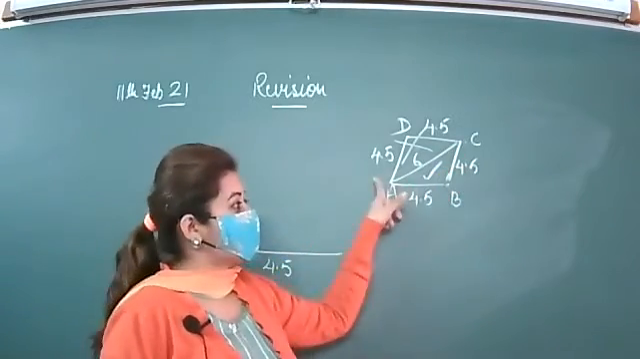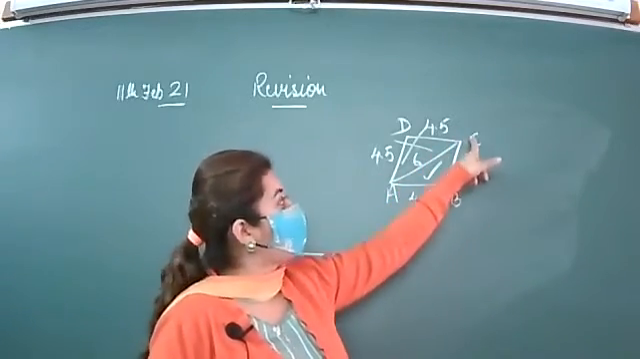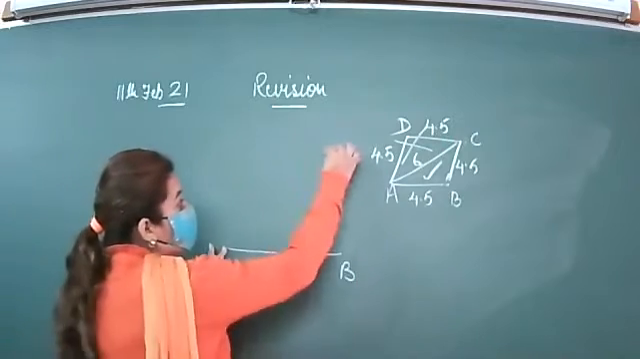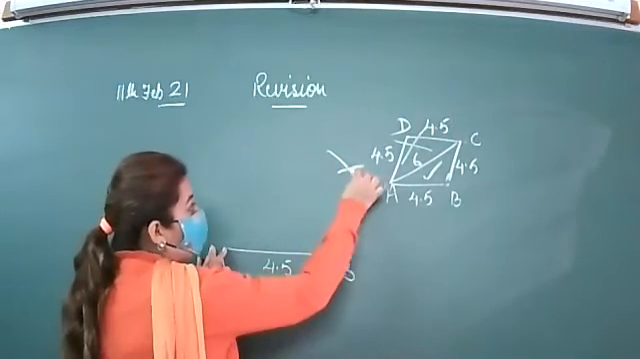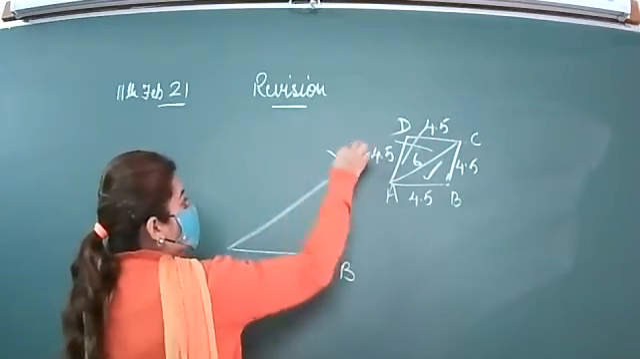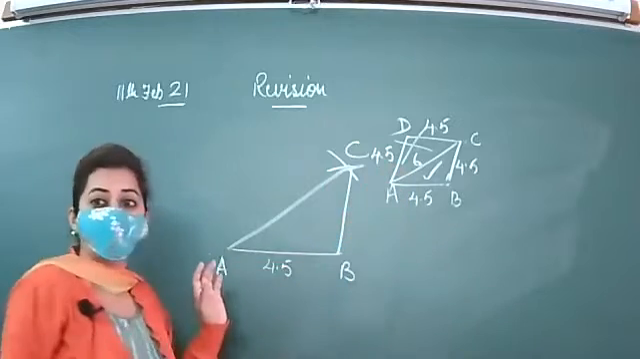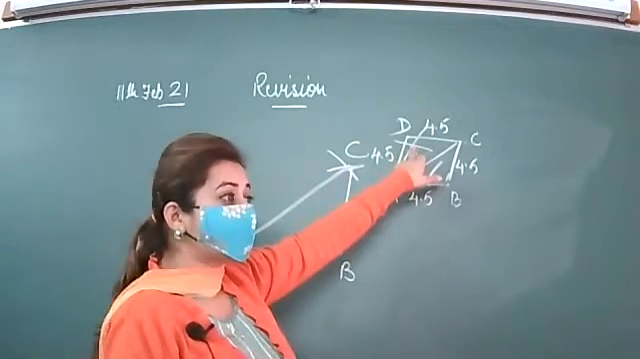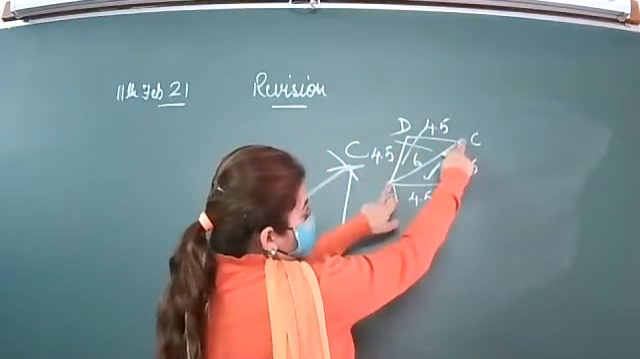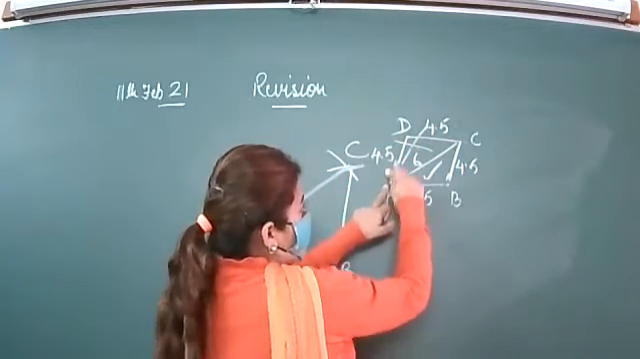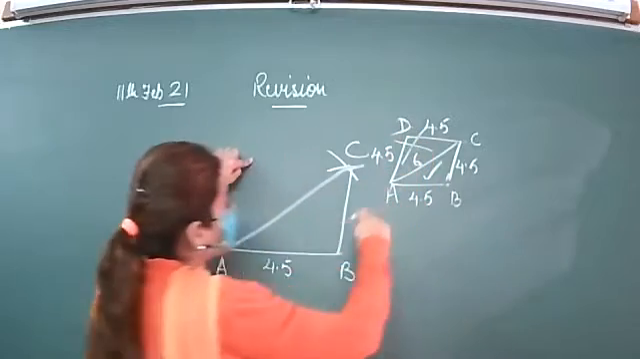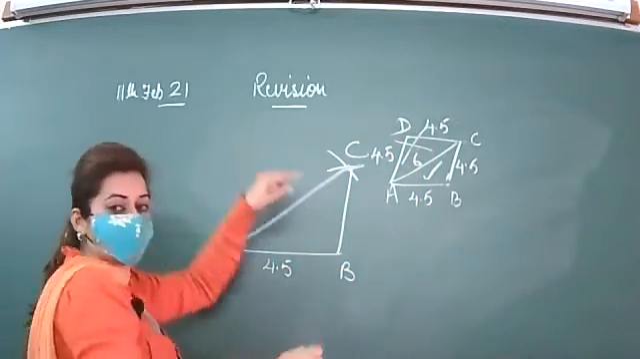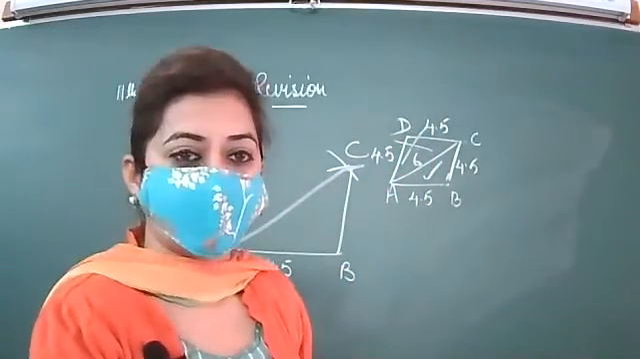From A, you will draw 6 centimeter. From B, you will draw 4.5. From A, 6 centimeter. From B, 4.5. And they will cut each other at C. Any doubt? This will complete your first triangle. Then you have to draw this triangle. A is there, C is there. So from C, you will draw 4.5. From A, you will draw 4.5. And they will cut each other at D. That will complete your rhombus ABCD.